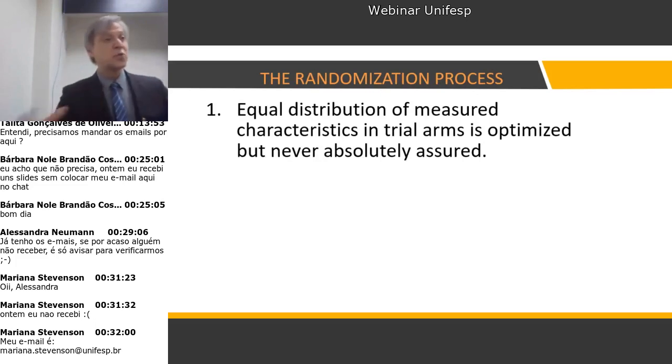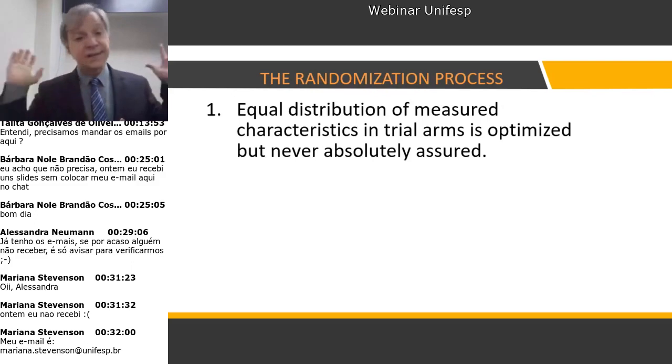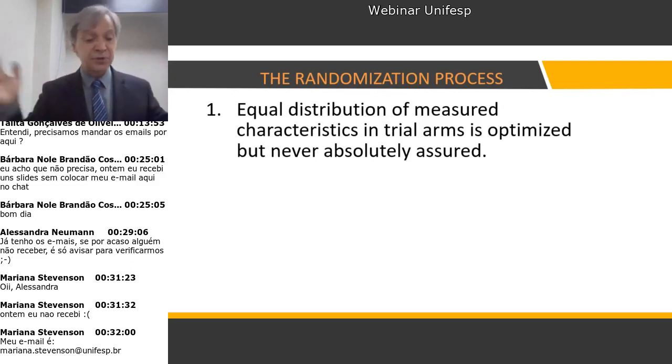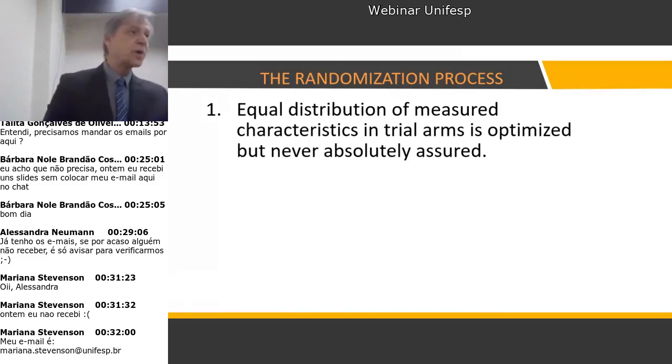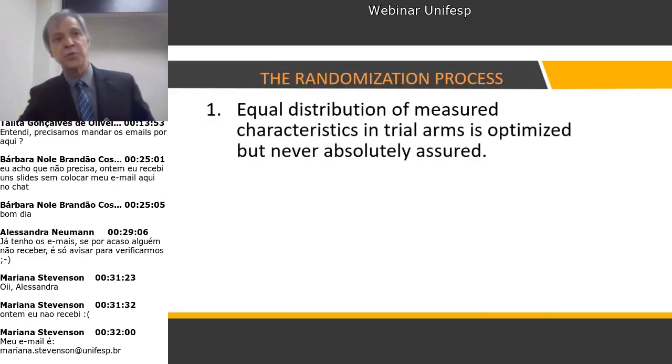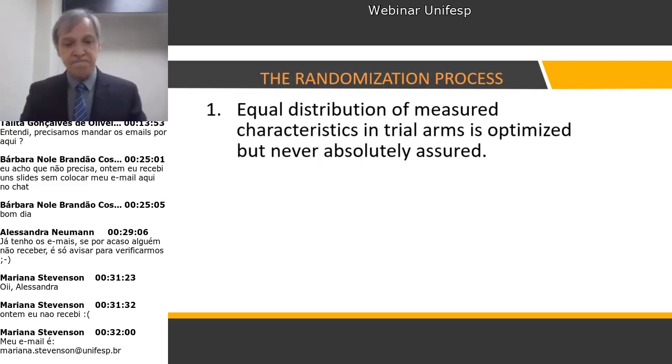You need to randomize people into groups so that they are, randomly or by statistical nature, equal except for the treatment I'm giving them. That's the aim of randomization. We want equal distribution of measured characteristics in trial arms. By the way, the term trial arms means if you're in a treated group, you're in a treatment arm. If you're in an untreated group, you're in the untreated arm of the trial. And sometimes you have 5 arms of the trial: treated with drug A, treated with drug B, treated with standard drug, and placebo. You can do things like that too, okay?